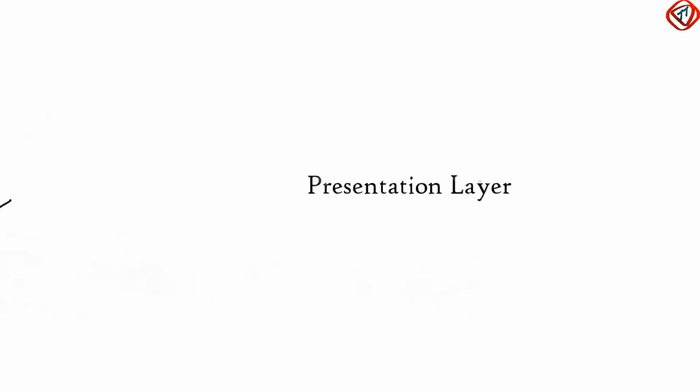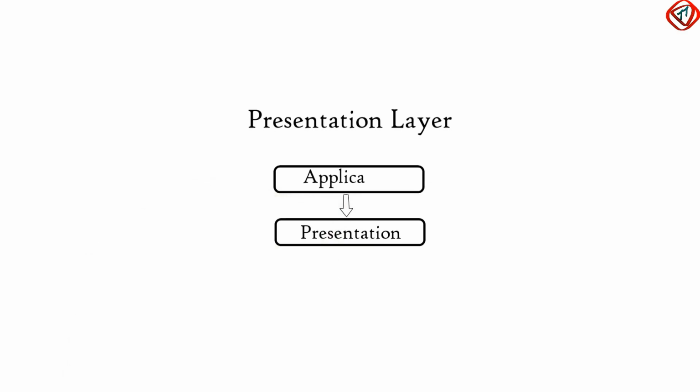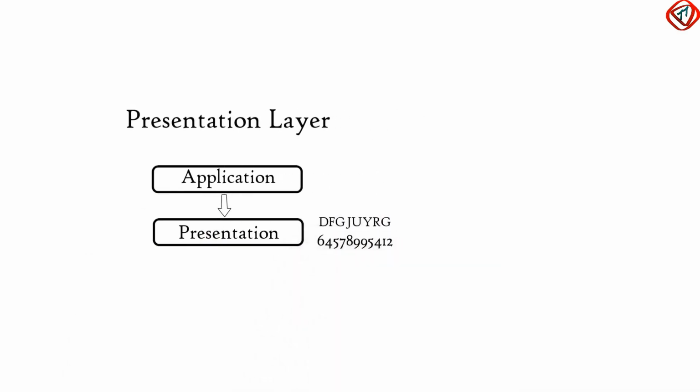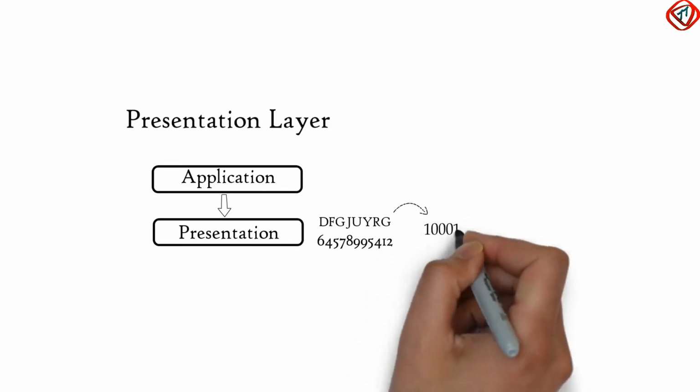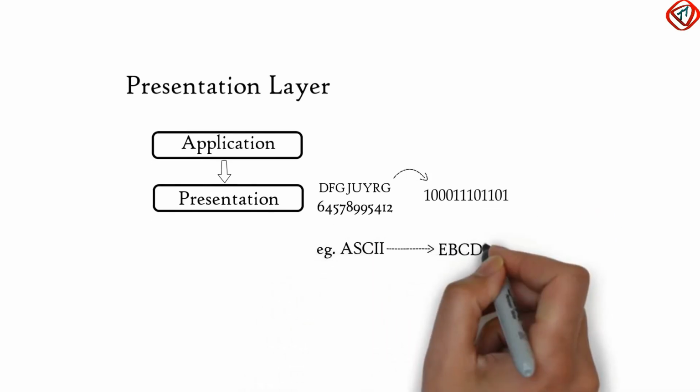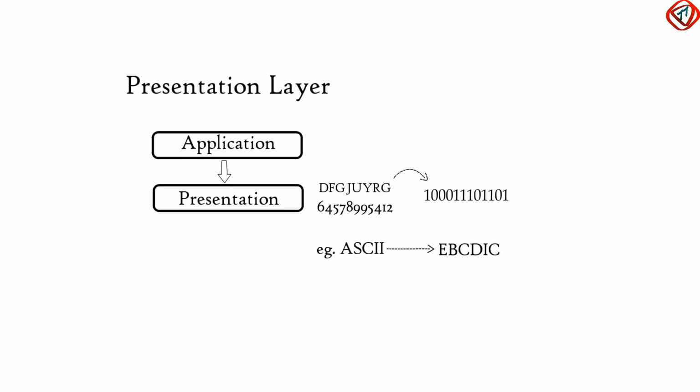Next to the application layer is the presentation layer. The presentation layer receives data from the application layer. This data is in the form of characters and numbers. The presentation layer converts these characters and numbers to a machine understandable binary format. For example, conversion of ASCII to EBCDIC code. This function of the presentation layer is called translation.